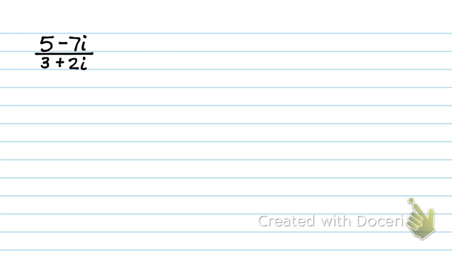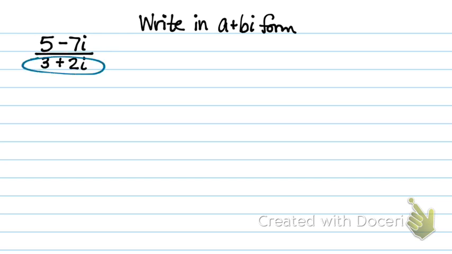Okay. So if I want to write this in the form of a plus bi, a single complex number, similar to when we're rationalizing either the numerator or the denominator, I want to multiply by the conjugate of the denominator. Yes, good clarification point. We will multiply by the conjugate of our denominator. So I'm going to multiply top and bottom by what? 3 minus 2i.